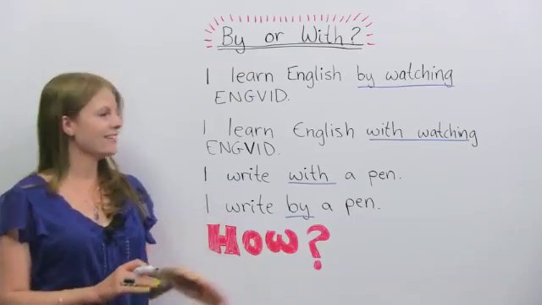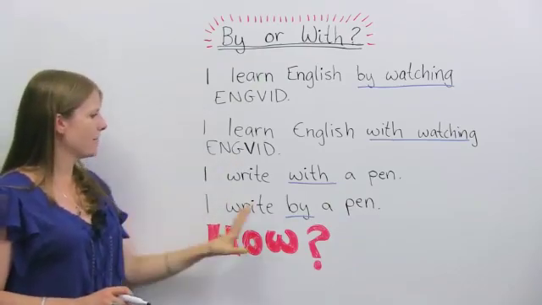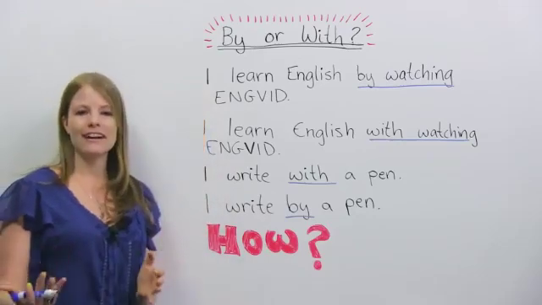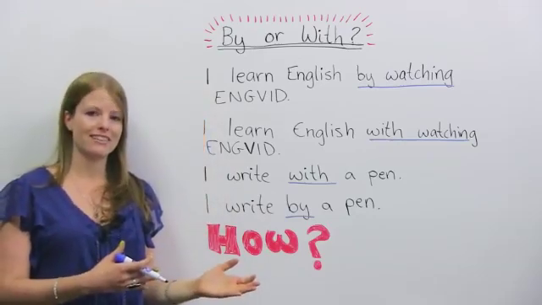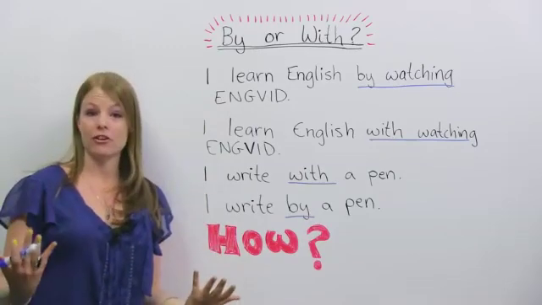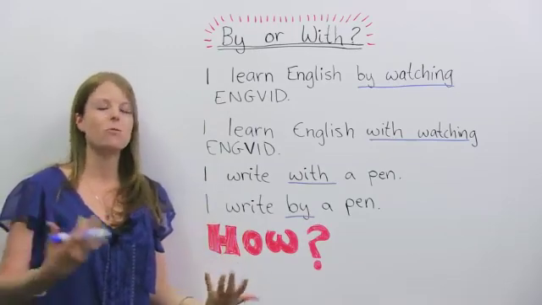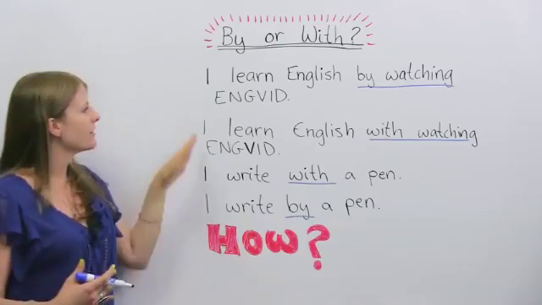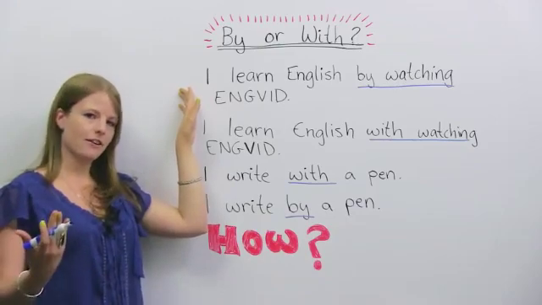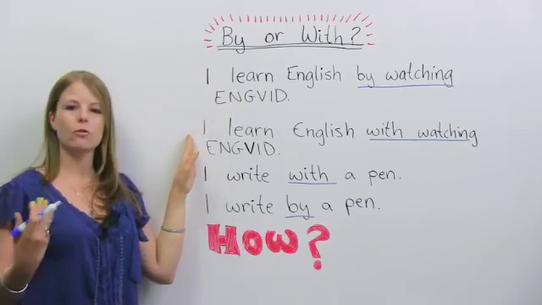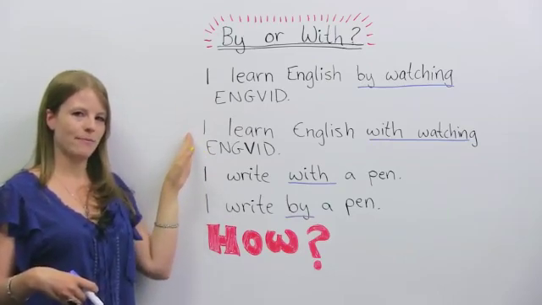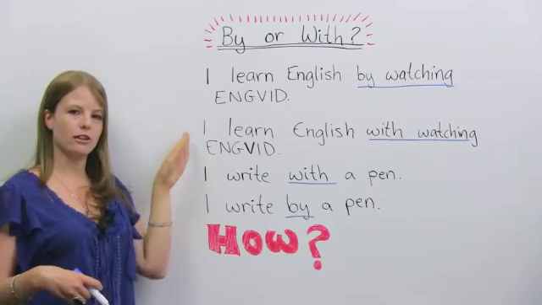Okay, so to start with, I have here some questions. I want you to think which ones are correct and which ones are not correct. I also want you to think why are they correct and why are they incorrect? So my first sentence, I learn English by watching Engvid. Compare this to, I learn English with watching Engvid. Which one do you think is the correct form? Do we use by or do we use with?